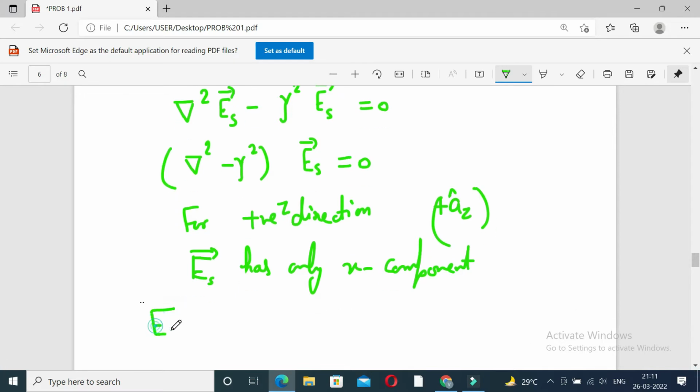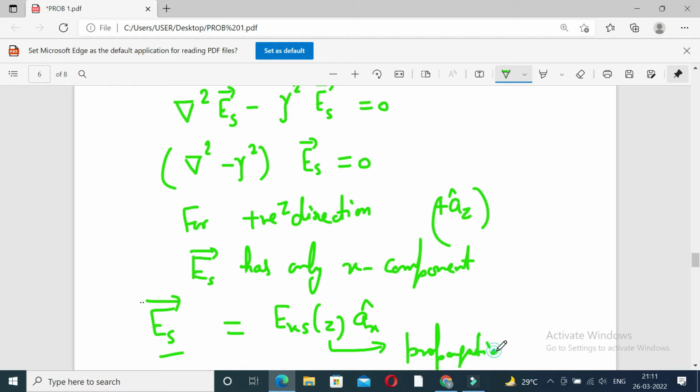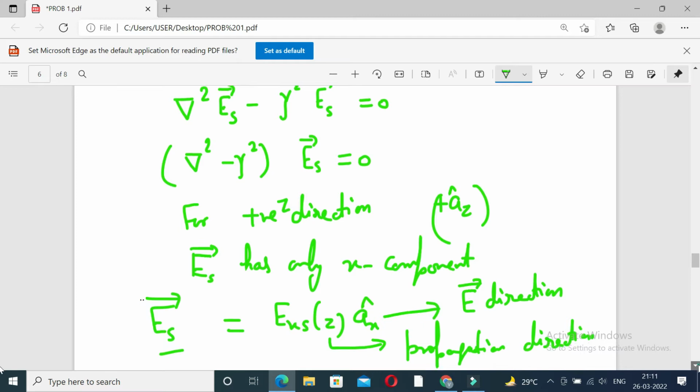Es vector is equal to Ex s z ax cap. Here ax cap is the direction of electric field, and this denotes propagation. This is the propagation direction, and this is the direction of E vector. S denotes phasor form.